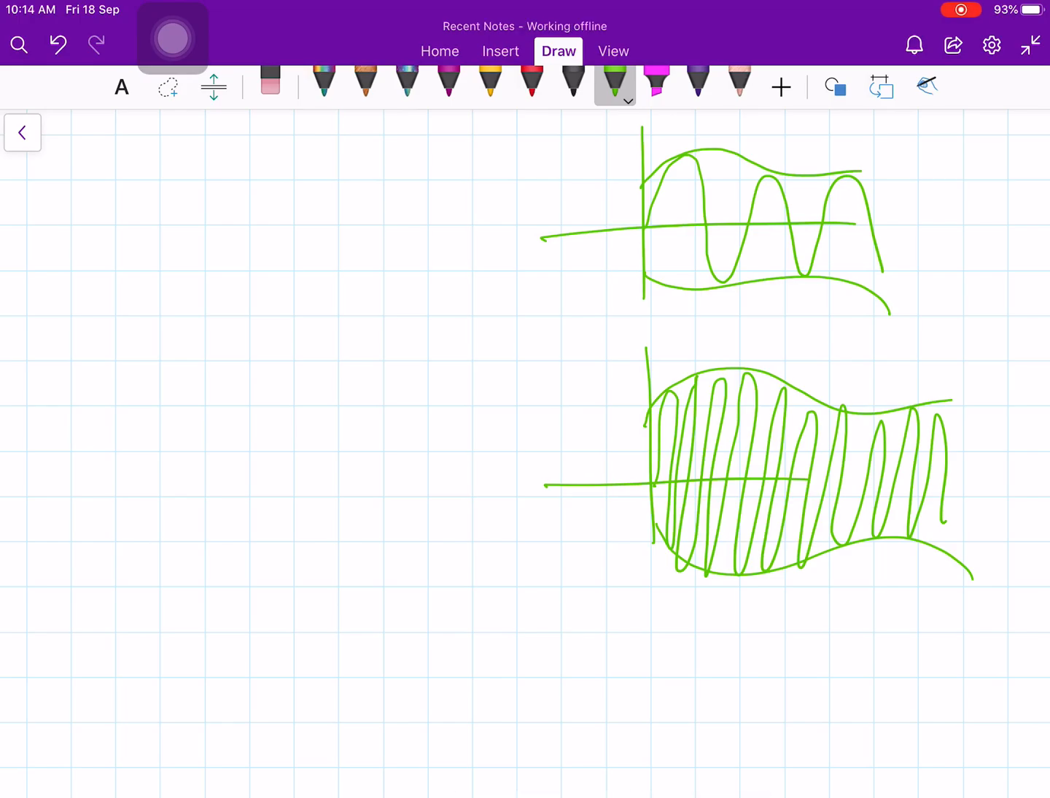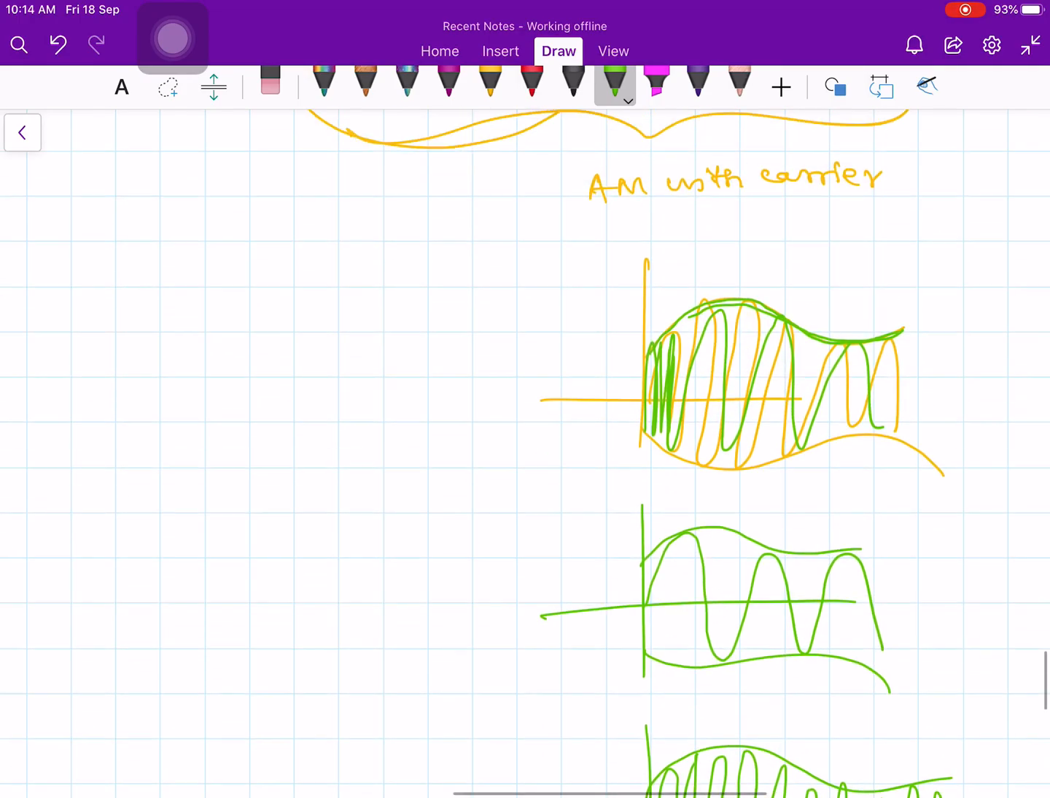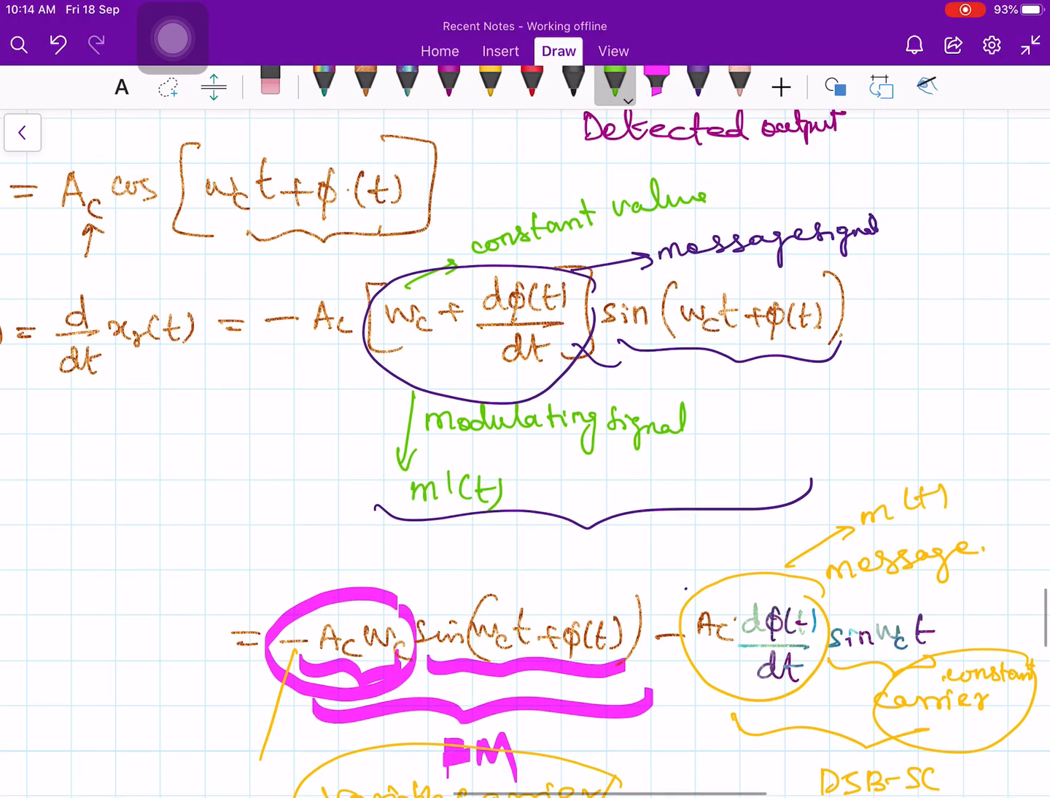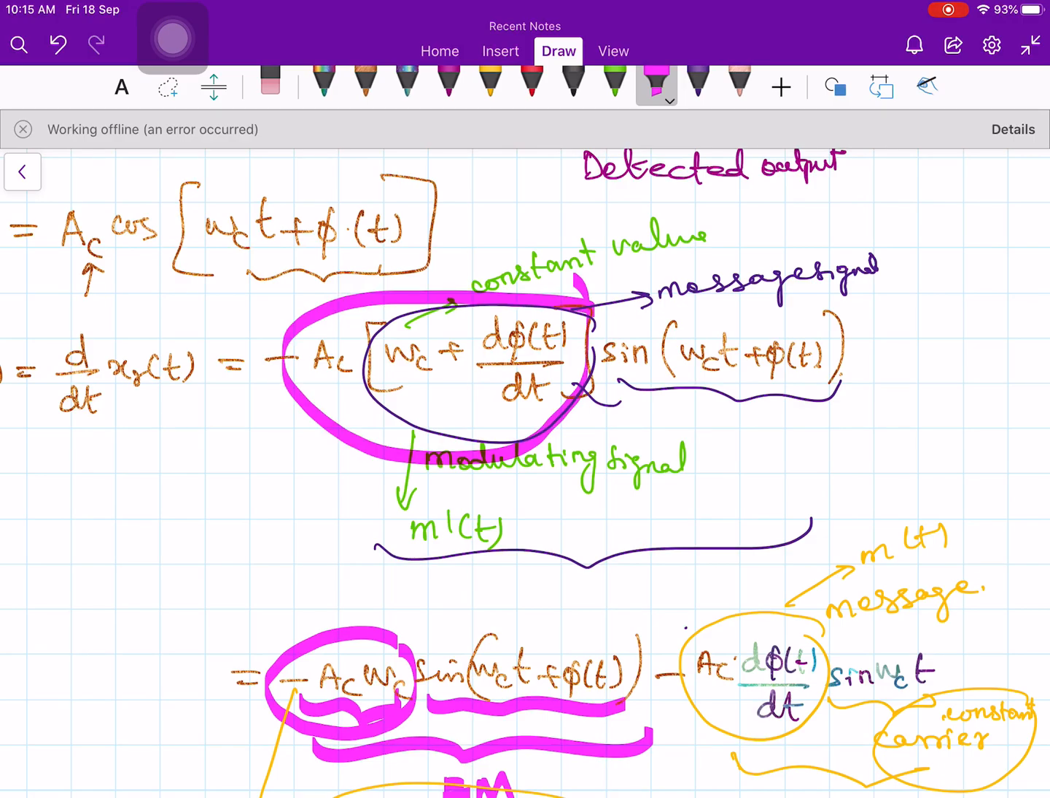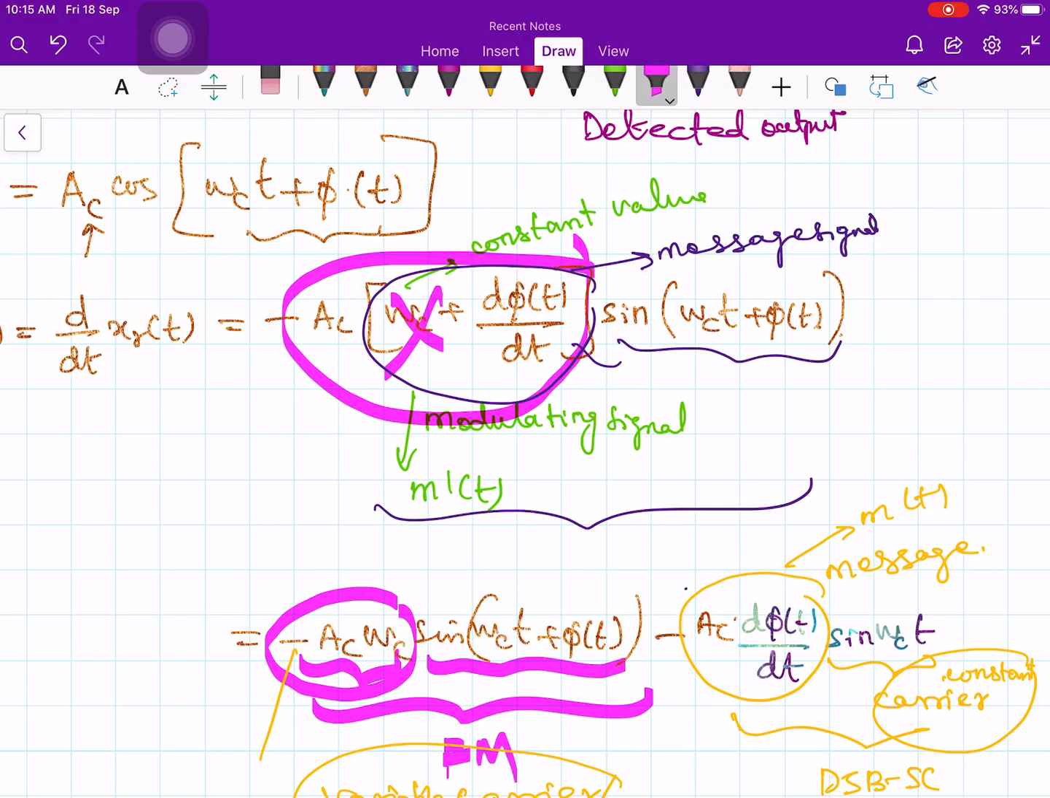So if we produce an output which is proportional to this envelope, then what will I get? I will get omega c plus d phi by dt. Anyway, omega c is constant, you can remove that. Therefore, I will get d phi by dt. What is d phi by dt? It is your message signal. Therefore, the envelope detector really produces an output proportional to the message signal. So, your FM signal is demodulated by employing a differentiator followed by an envelope detector.